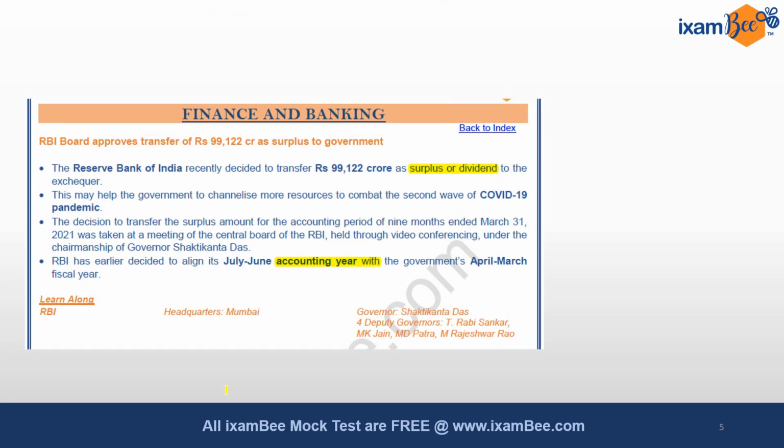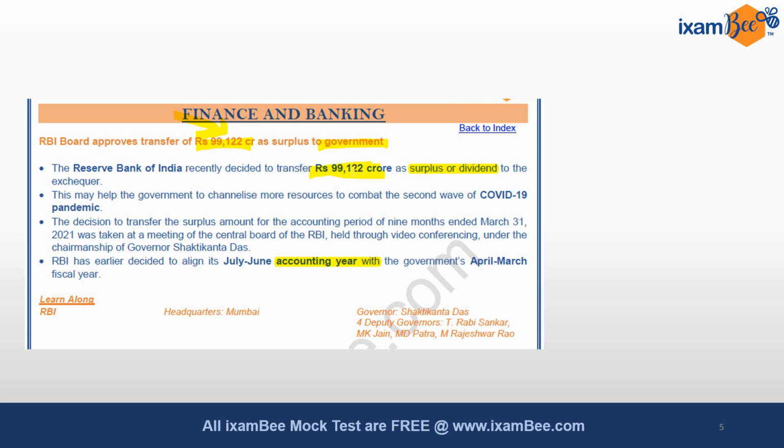So this is the first news we'll see: the RBI board has approved the transfer of 99,122 crores as surplus to the government. This news can be asked in both ways, from a general awareness perspective as well as an ESI perspective. From the GA side, they may ask what the exact amount RBI has given to the government, that is rupees 99,122 crores.